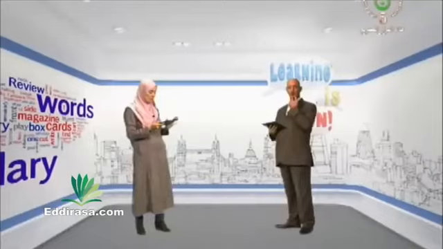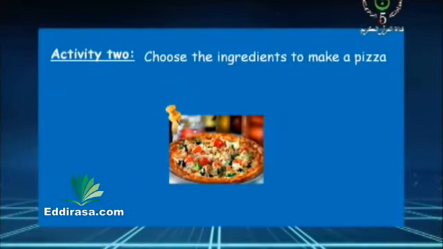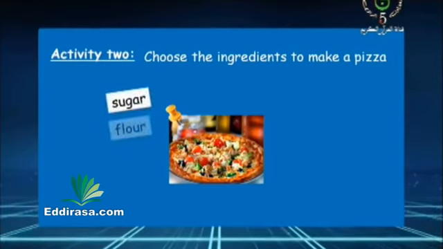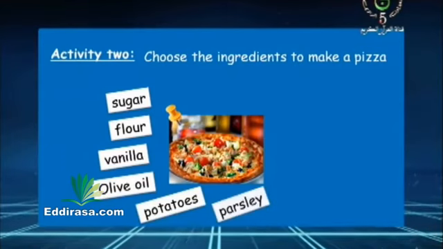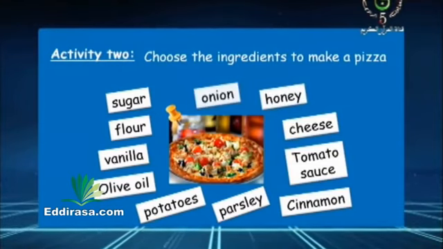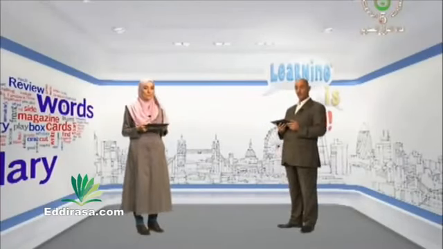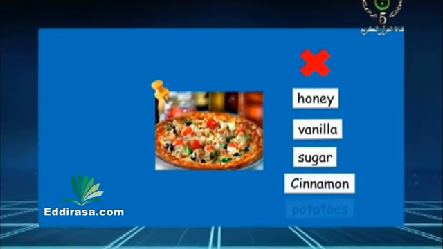All right? Activity 2, choose the ingredients to make a pizza. So as you can see, the ingredients are as follows: sugar, flour, vanilla, olive oil, potatoes, parsley, cinnamon, tomato sauce, cheese, honey, and finally onion. So here you are going to see the right ingredients used to make a pizza. So is honey used to make pizza? I don't think so. It is the same for vanilla, sugar, cinnamon, and potatoes.